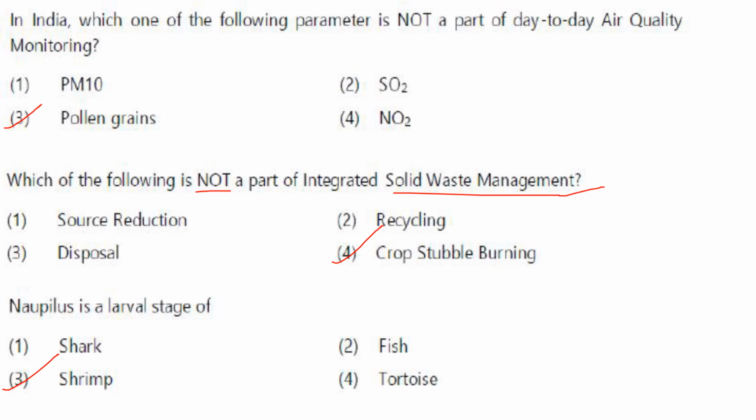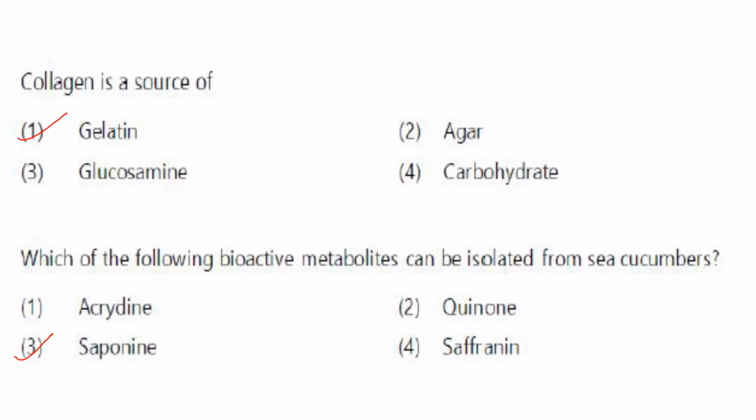Answer is option 4. Nauplius is the larval stage of shrimp. Answer is option 3. Collagen is a source of gelatin. Answer is option 1. Which of the following bioactive metabolites can be isolated from sea cucumbers? It is 3, that is saponin.